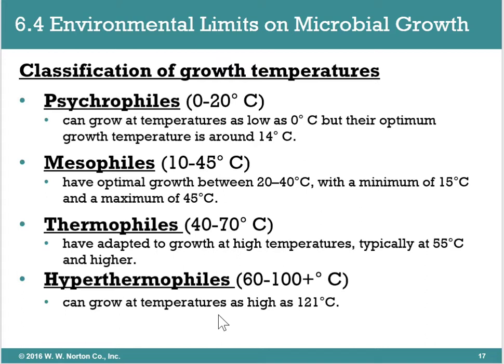Most bacteria that we're going to be dealing with are mesophiles. The reason why most microbes are mesophiles is because our body is 37 degrees centigrade, which is roughly 98.5-ish Fahrenheit. That is where they like to grow. They love to grow at around 37. They can grow at room temperature, which is approximately 25 degrees centigrade.